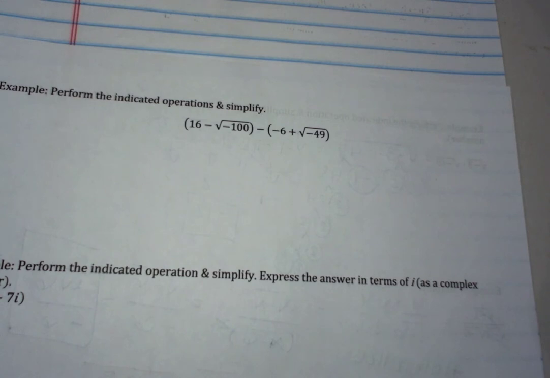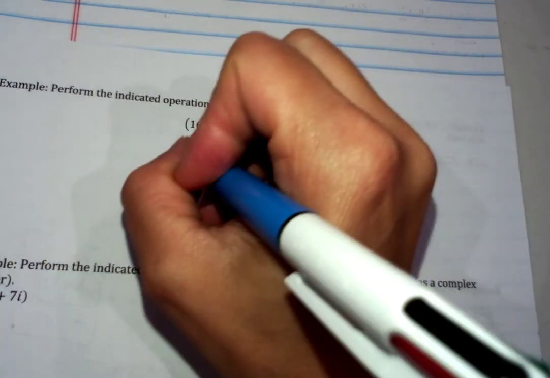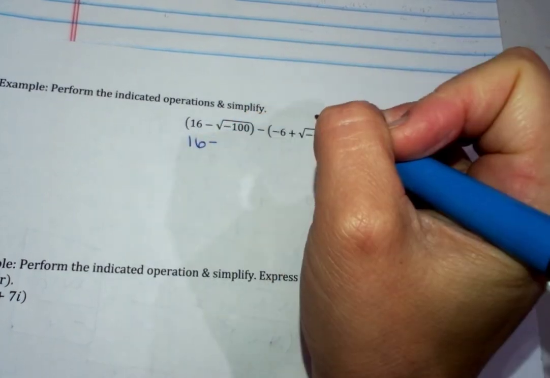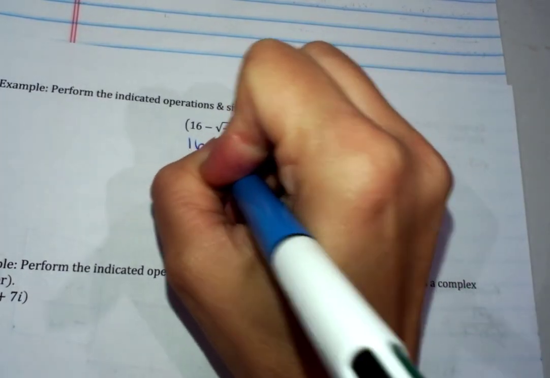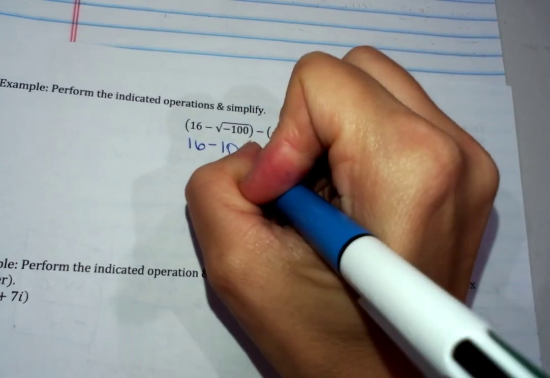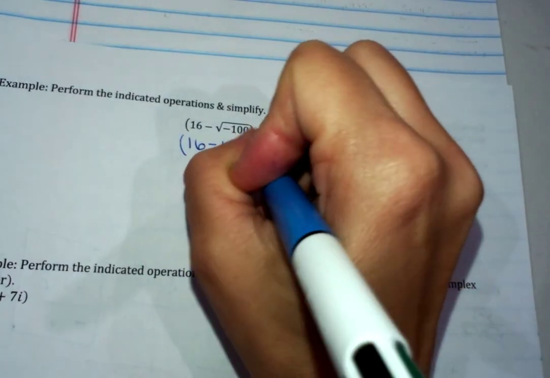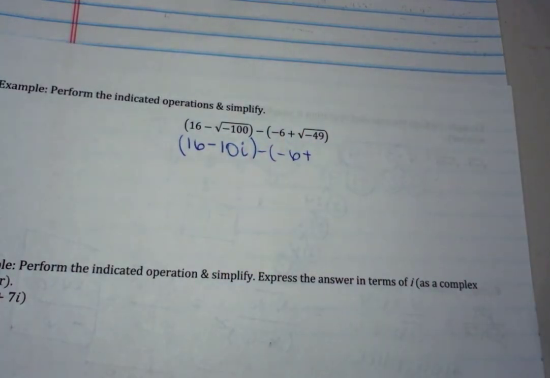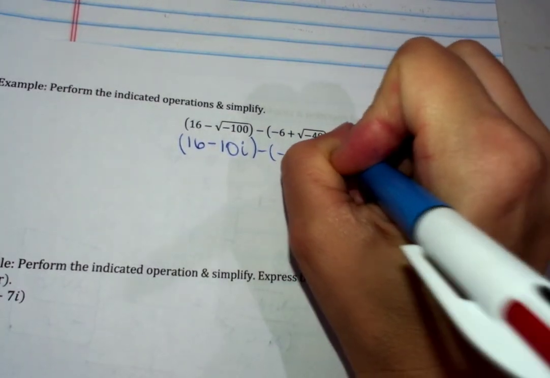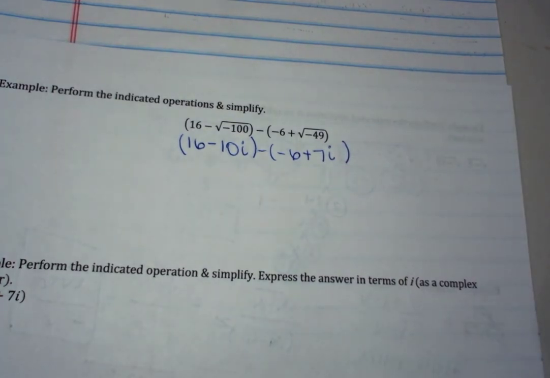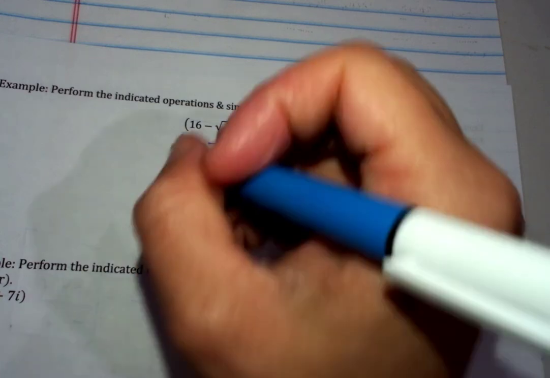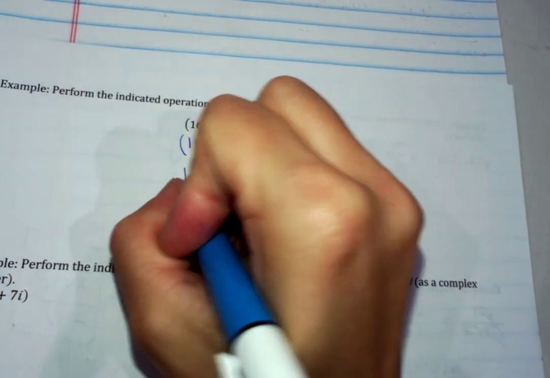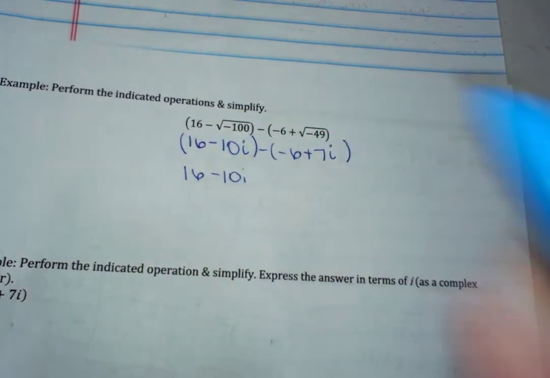So before I even do this, I'm going to have 16 minus the square root of negative 100. Well, I know the square root of 100 is 10. Then the square root of that negative will give us that i. So that's outside. Minus negative 6 plus same thing here. The square root of negative 49, well, the square root of positive 49 will give us 7. And the square root of that negative 1 will give us the i. So the square root of negative 49 is really just 7i. Now this is kind of simpler for us to distribute. There's nothing outside of this first set of parentheses to distribute, so it's going to say 16 minus 10i.